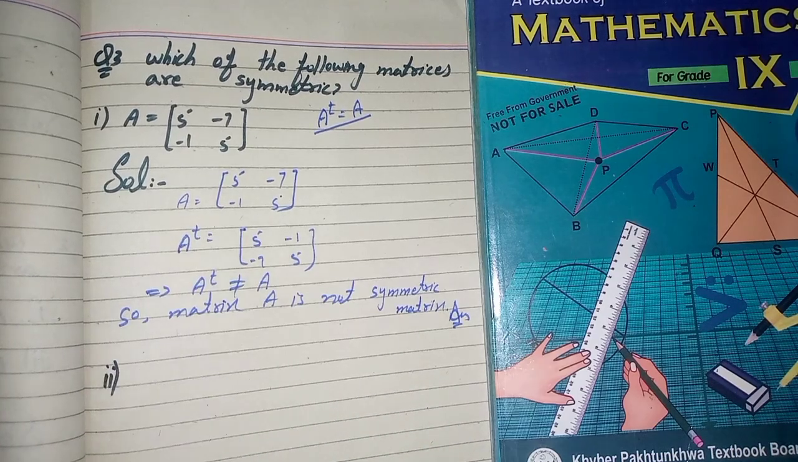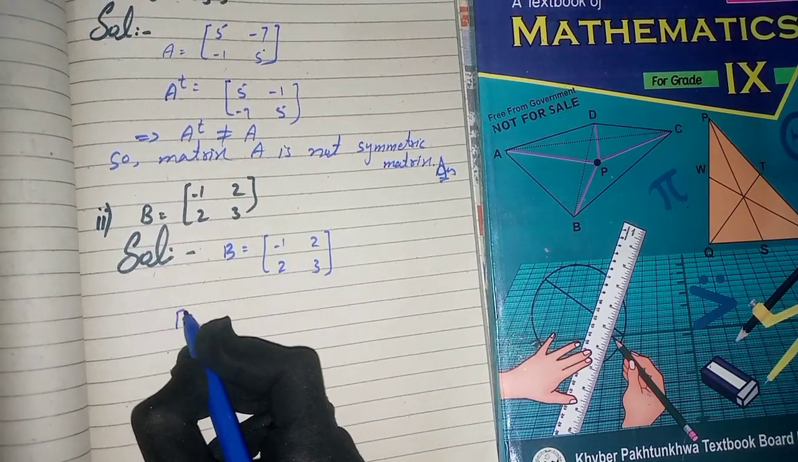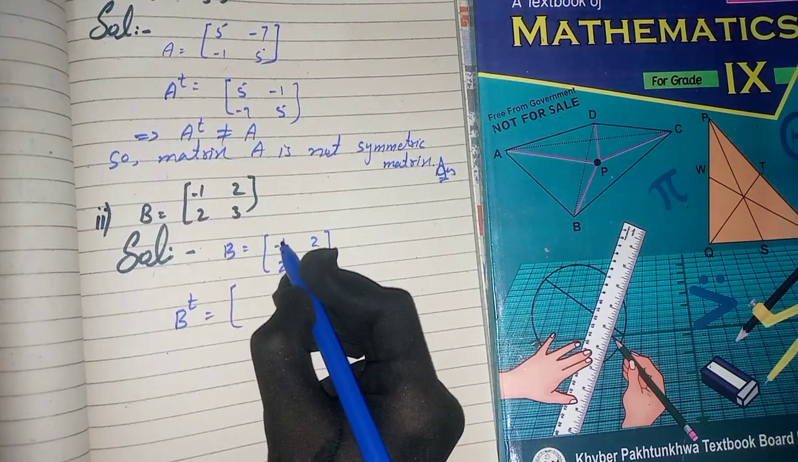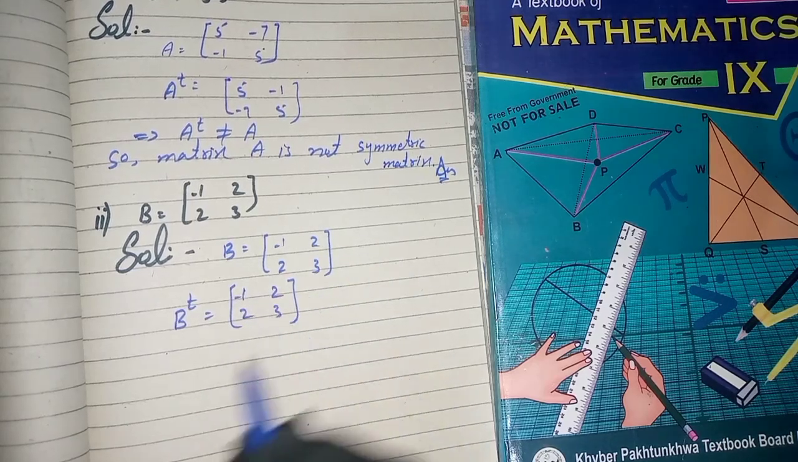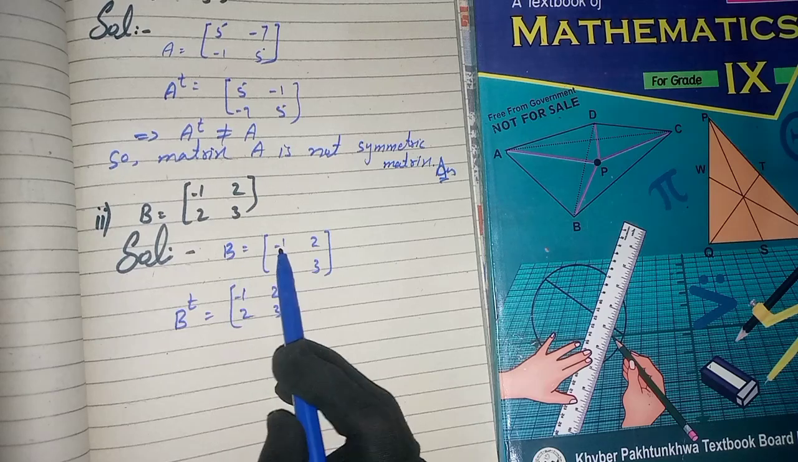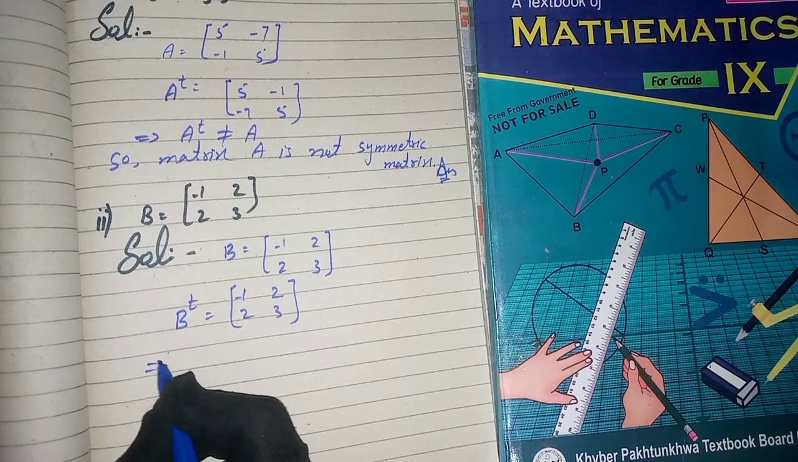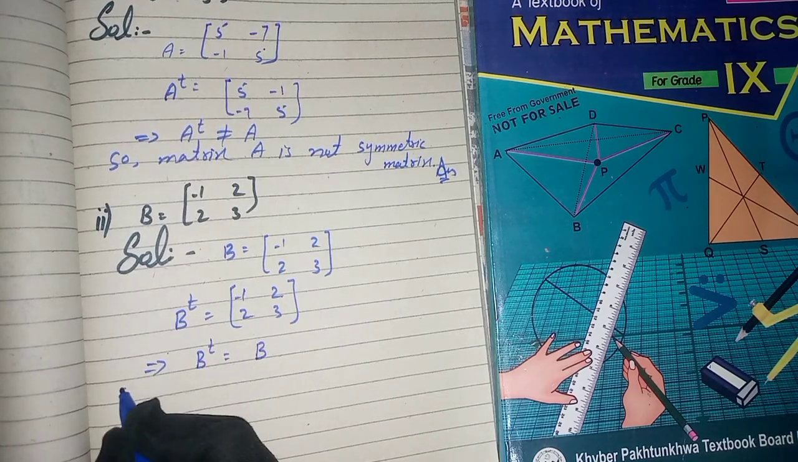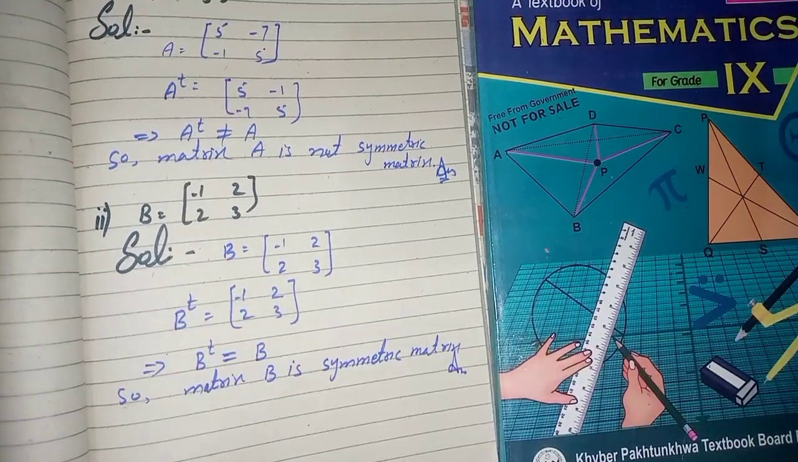Now we solve part 2. Part B is minus 1, 2, 2, 3. By taking transpose, B transpose is equal to, we write column in rows, minus 1, 2 in rows, 2, 3 in rows. We can see that B equal to minus 1, 2, 2, 3. B transpose is also minus 1, 2, 2, 3. So this implies that B transpose is equal to B. So matrix B is a symmetric matrix.